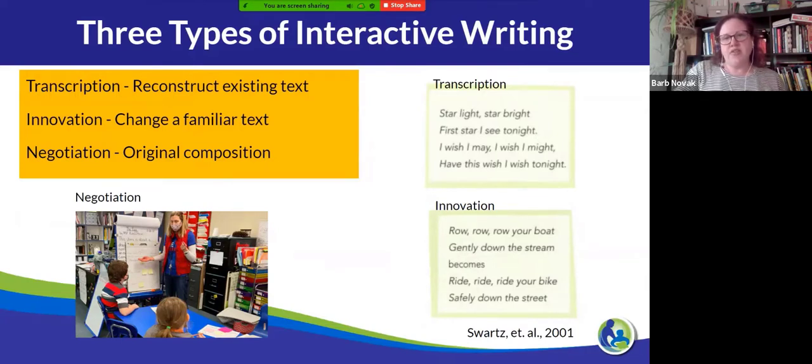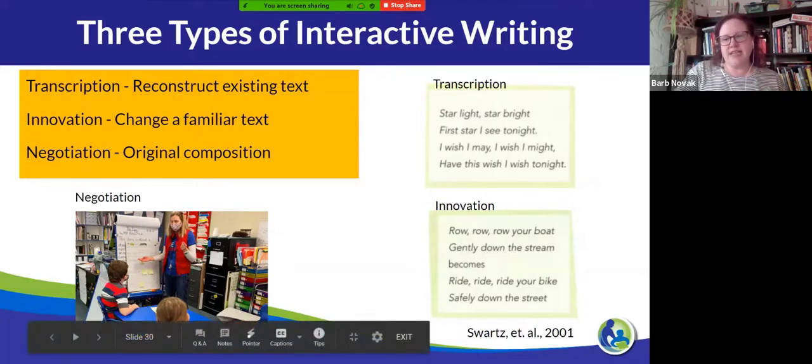You can do innovation, where you're taking a familiar text like Row, Row, Row Your Boat and changing it slightly, innovating to create a text that's unique. Or you can do some kind of negotiation where you're doing an original composition, which is what you'll see in the next example.